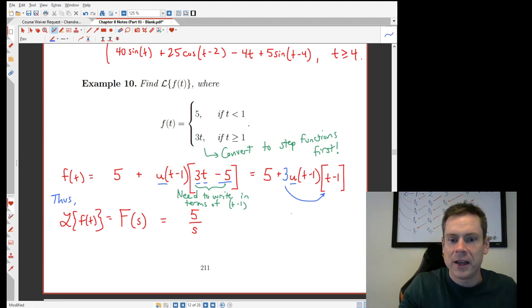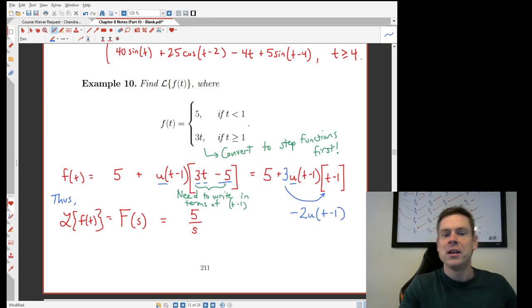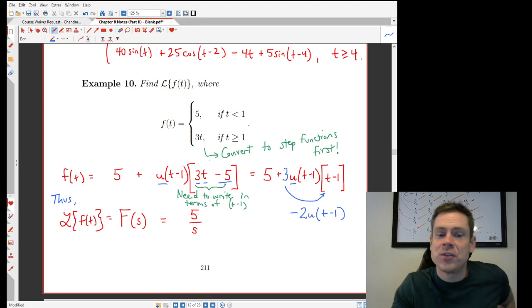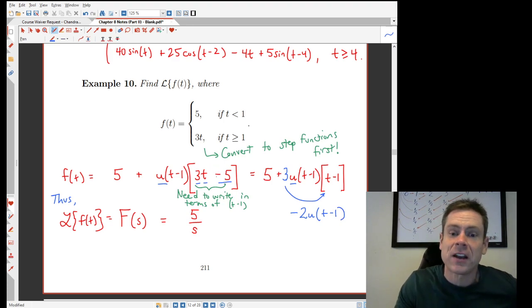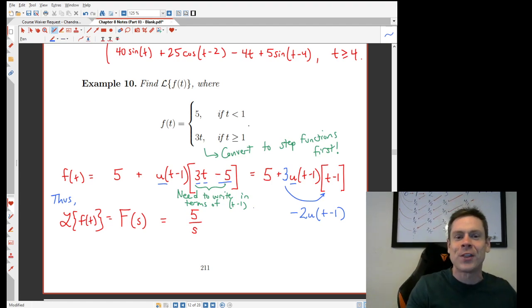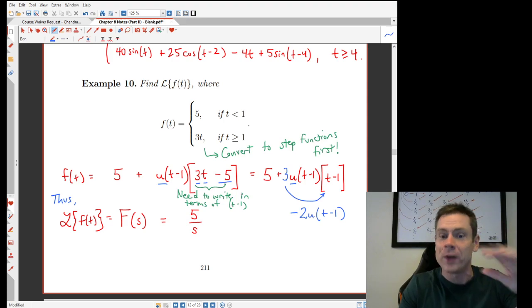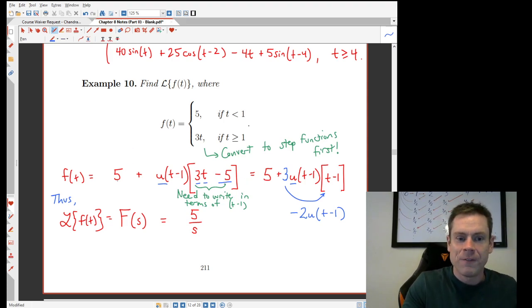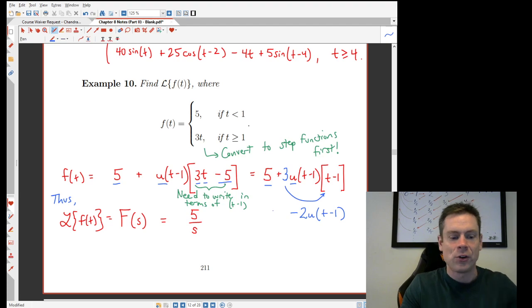So here I need a minus 2u(t minus 1) to add into the picture to make sure I get to the same equivalent thing that I started with. I kind of just did that in my head because it's hard to do much more than that other than to explain again where this came from. So the 5 and the 5, those go together, no problem.